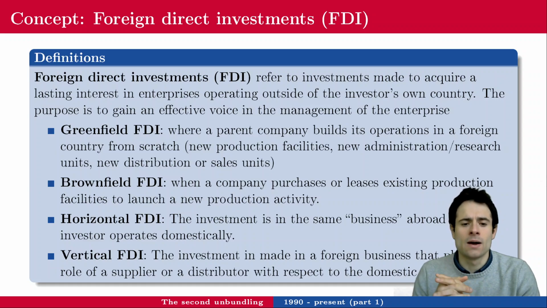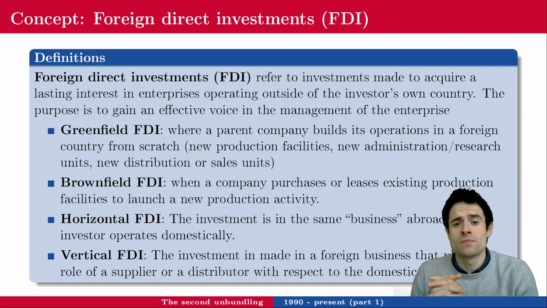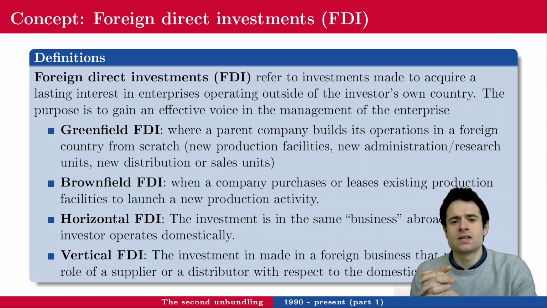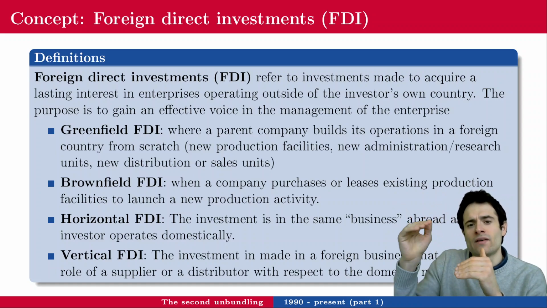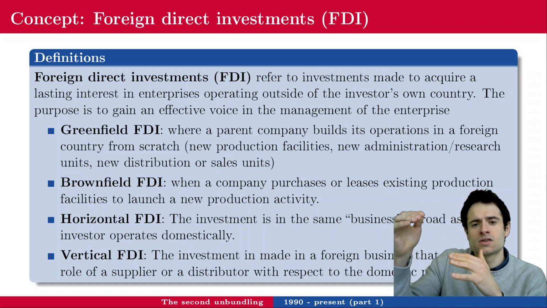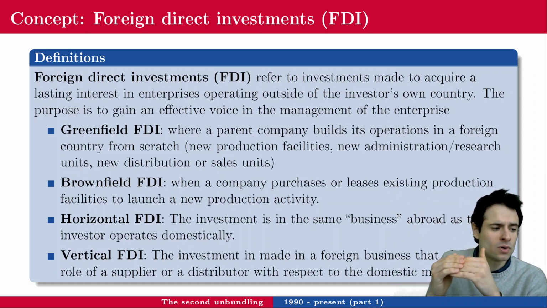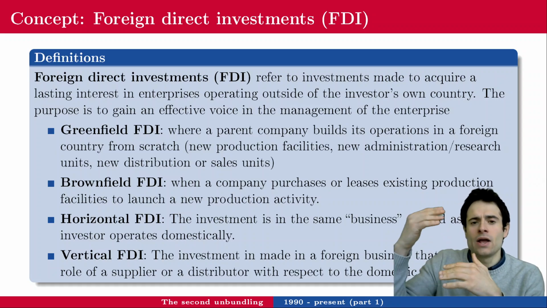If you are Adidas and you're making shoes, you might get the sole done in another country. That would represent a vertical FDI. You're getting some material or some steps of the production process done by another firm abroad.